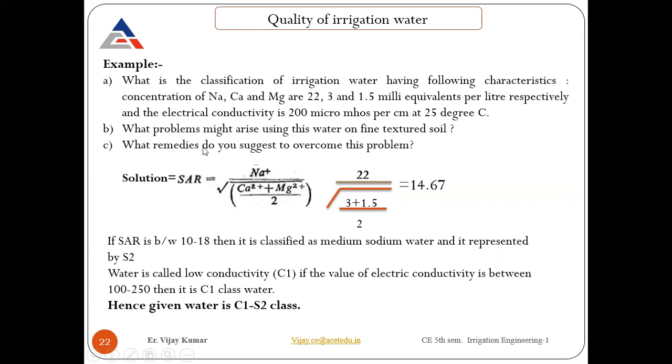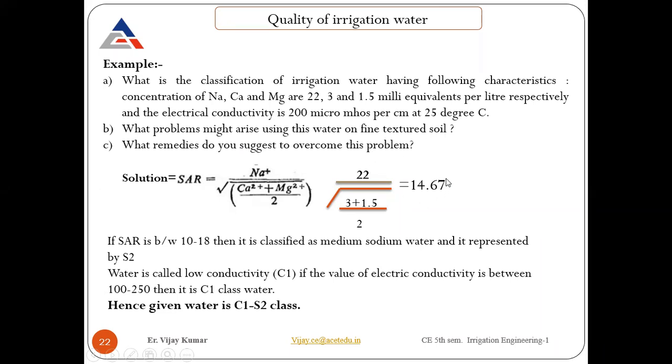Then, due to these values, we need to first find the SAR number. According to this SAR number, we see which category it comes under, and then we decide whether it's harmful or not. If it is harmful, then you have to answer the problem which is asked, that is, what problems will arise if the soil is fine textured soil.